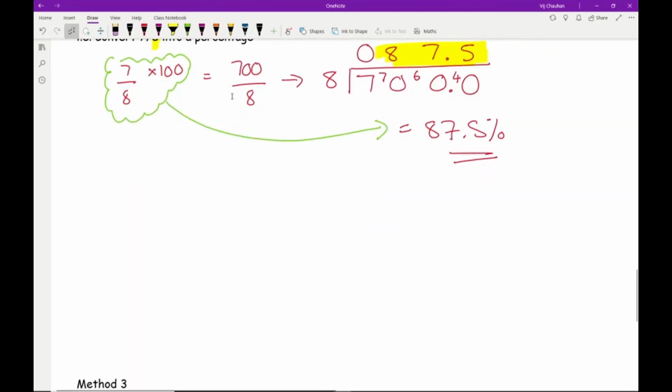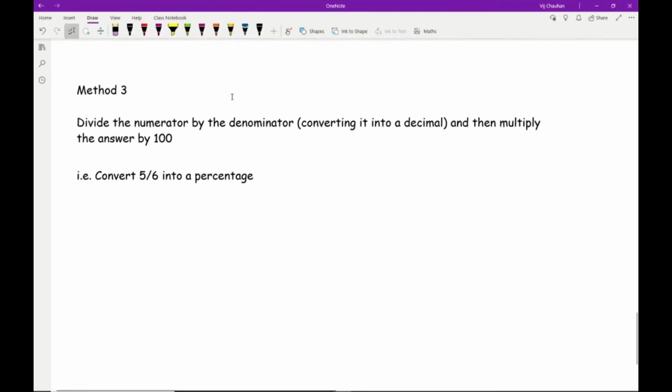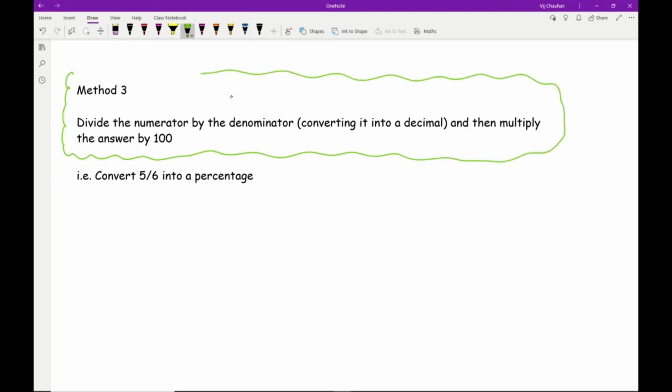And let's have a look at the last and final method, method 3. This is where you divide the numerator by the denominator, converting it into a decimal, and then multiply by 100. So it's kind of doing it in the opposite way to what we talked about. Again, let's highlight this, and I'm going to go through this as an example. So we're going to do the dividing and times it by 100 at the end.